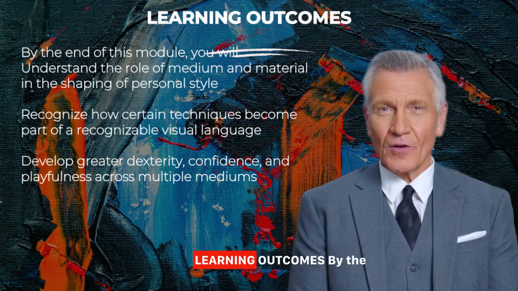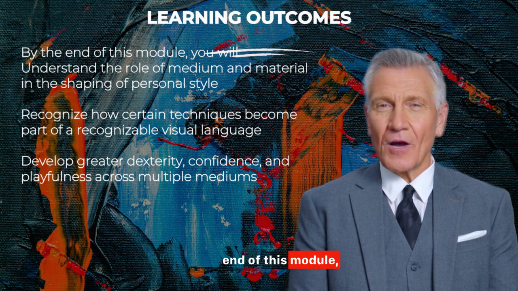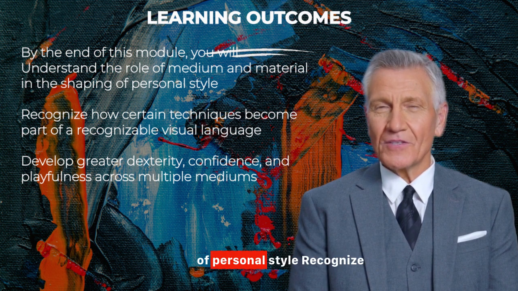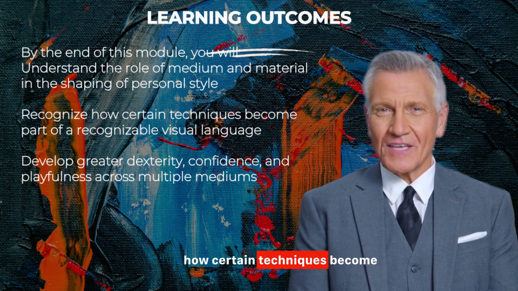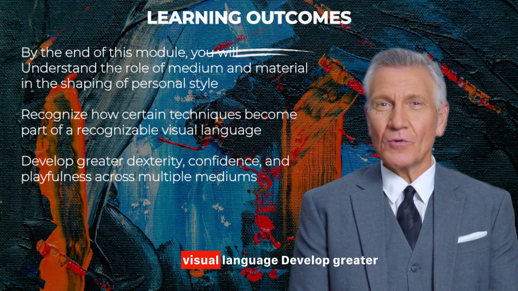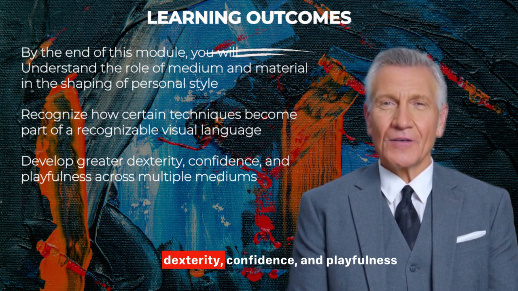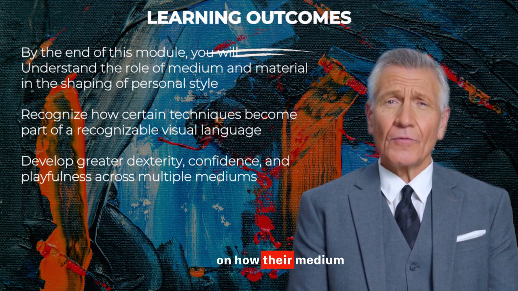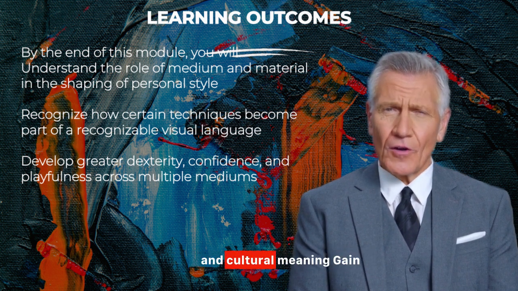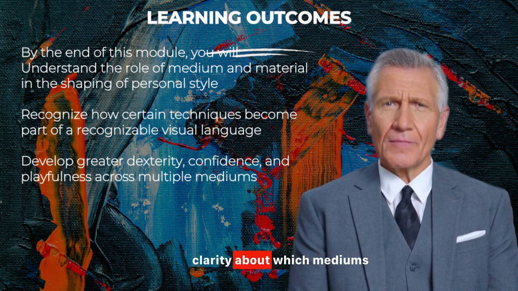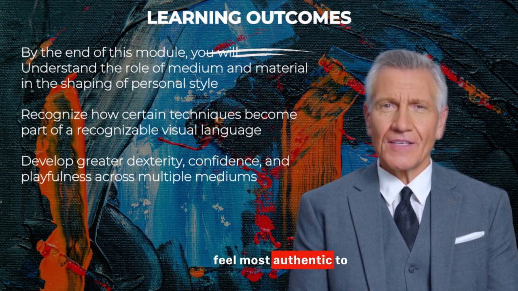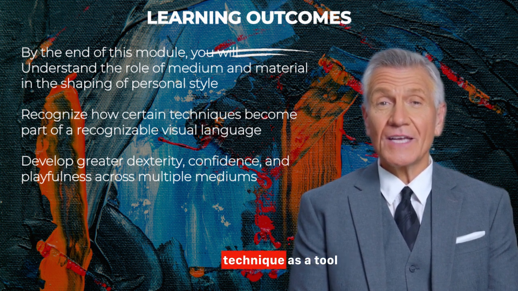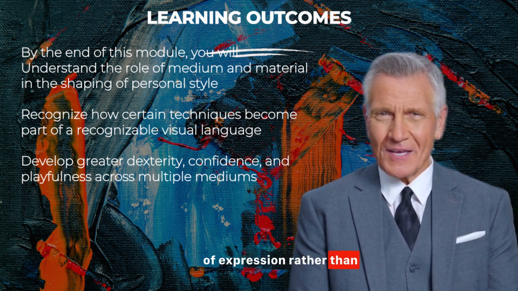Learning outcomes. By the end of this module, you will understand the role of medium and material in the shaping of personal style. Recognize how certain techniques become part of a recognizable visual language. Develop greater dexterity, confidence, and playfulness across multiple mediums. Reflect on how your medium choices connect to emotional and cultural meaning. Gain clarity about which mediums feel most authentic to your stylistic voice. Learn how to intentionally use technique as a tool of expression rather than habit.